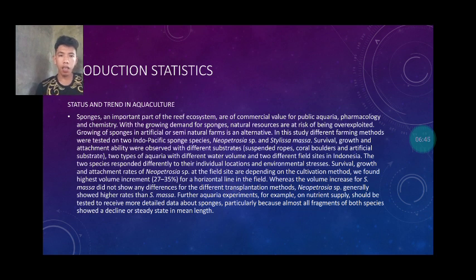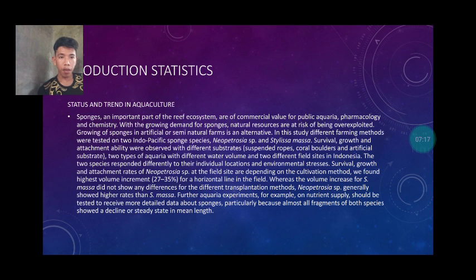Status and trade in aquaculture. Sponges, an important part of the reef ecosystem, are of commercial value for public aquaria, pharmacology, and chemistry. With a growing demand for sponges, natural resources are at risk of being overexploited. Growing sponges in artificial or semi-natural farms is an alternative.